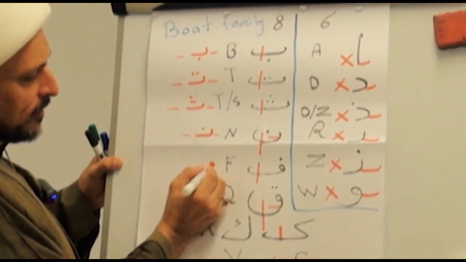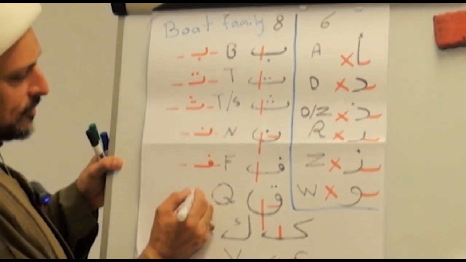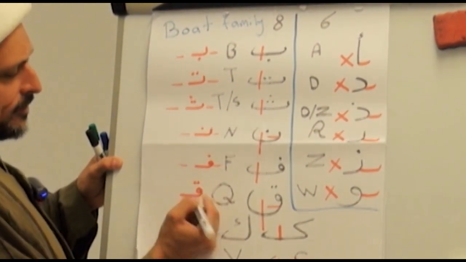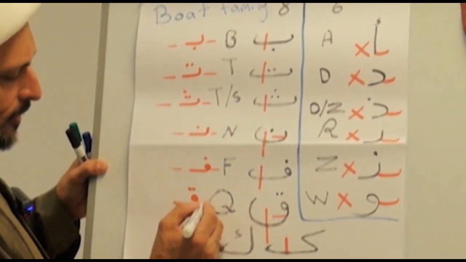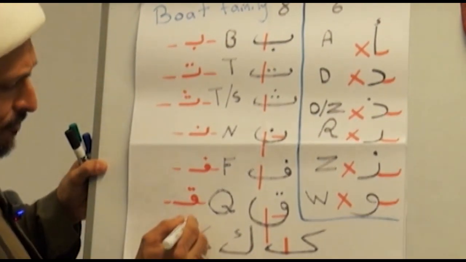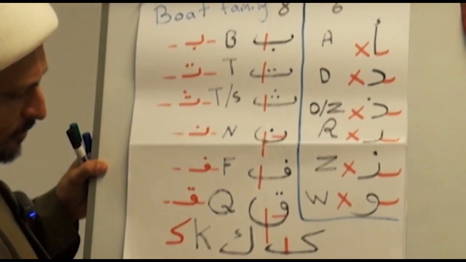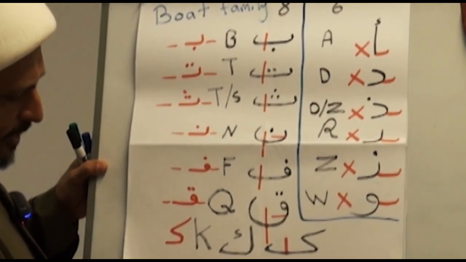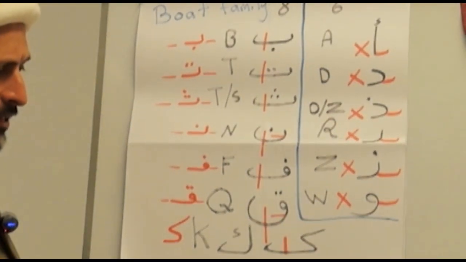Fa, cut the tail, and it will be connected from the left hand side and from the right hand side. Qaf, we'll cut the tail and we'll stretch it, so we can connect it from the left hand side and the right hand side. And then kaf, we'll cut the tail. And ya, we said we'll cut the head and we'll cut the tail, and you can connect it from the left and the right hand side.